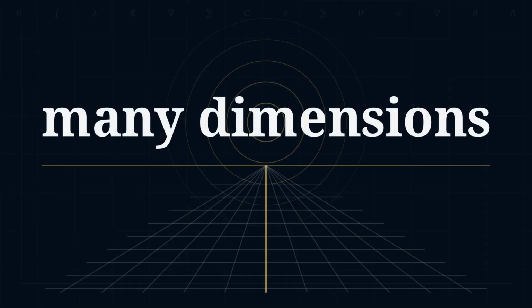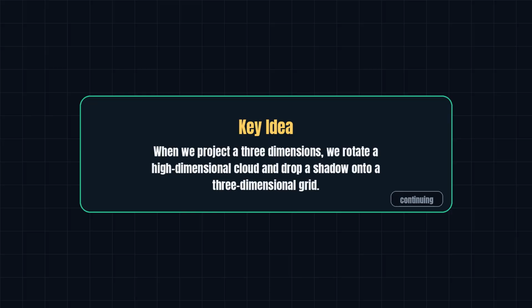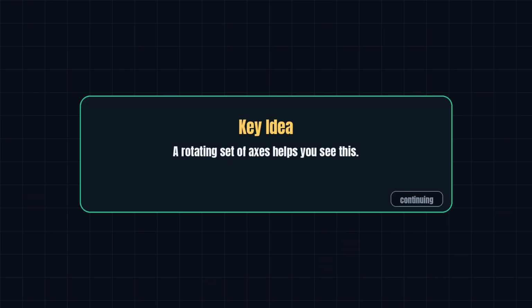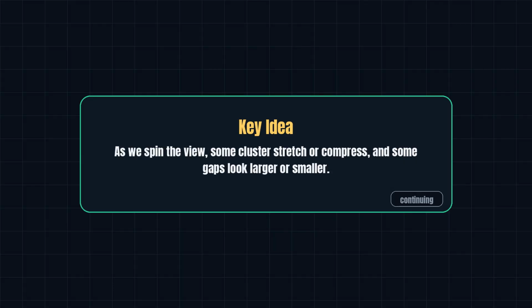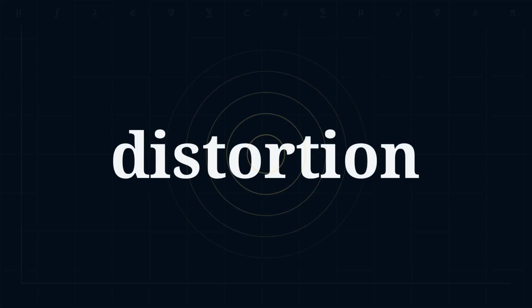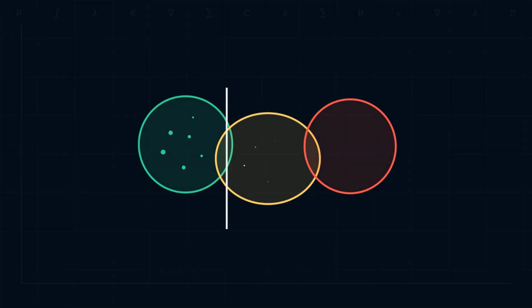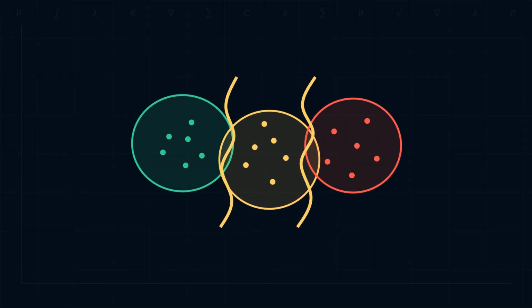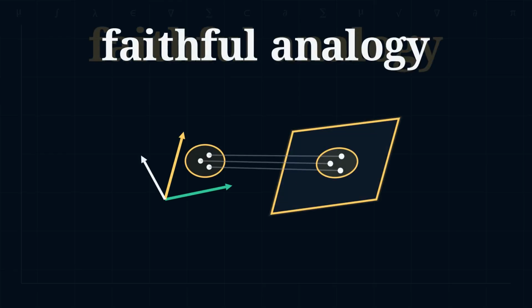Remember that the true space has many dimensions, far more than the axes we can draw here. When we project to 3 dimensions, we rotate a high-dimensional cloud and drop a shadow onto a 3-dimensional grid. A rotating set of axes helps you see this. As we spin the view, some clusters stretch or compress, and some gaps look larger or smaller. That distortion is honest. The neighborhoods we care about usually survive the projection, but fine boundaries can bend. Keep the mental note that what you see is a faithful analogy of directions and neighborhoods, not the whole geometry.